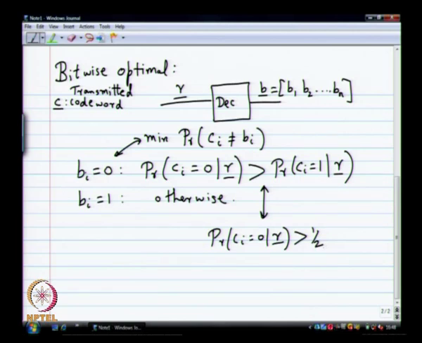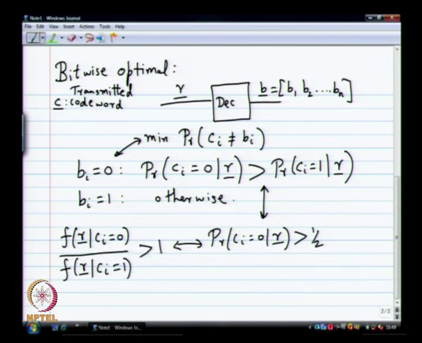Okay, that is a very easy thing to see, and this is also the same as what I called the likelihood ratio, which is f of R given Ci is 0 divided by f of R given Ci is 1, is greater than 1. Okay. So, in this step you have to assume equally likely messages. Okay. So, you have to say C is equally likely.